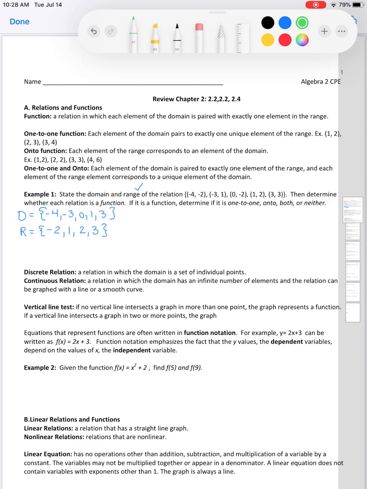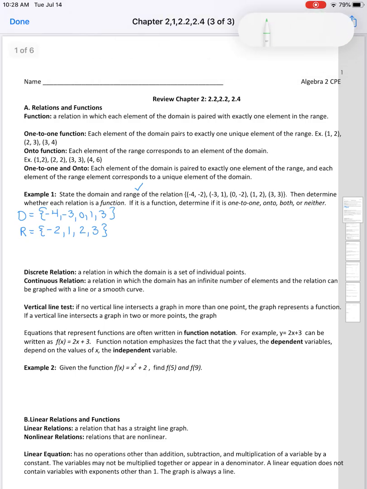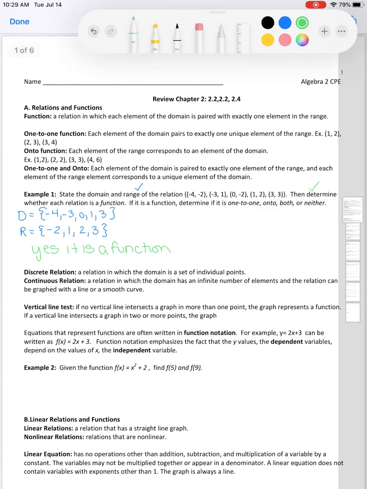Did that. Step 2 is we're going to determine whether each relation is a function. So let's go up to what a function is. A function is a relation in which each element of the domain is paired with exactly one element of the range. So for every x, we have a matching y. Doesn't say anything about repetition, but we just know that for every single x, there's one y. And we have all x's that match with a y, so yes, it is a function for that part.